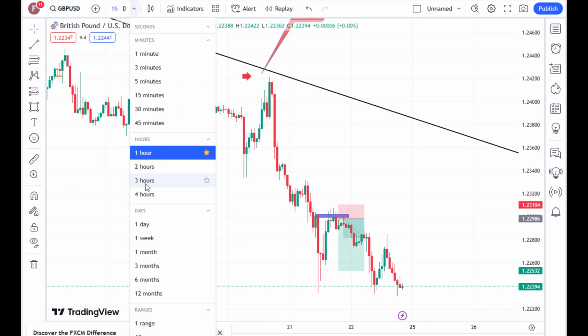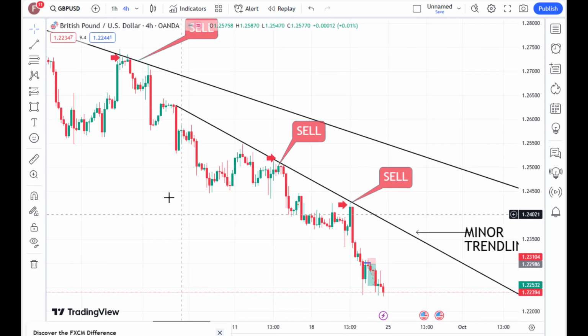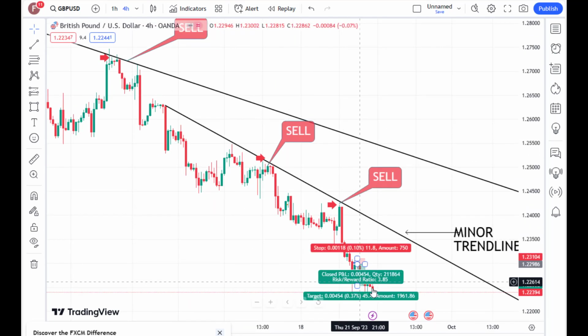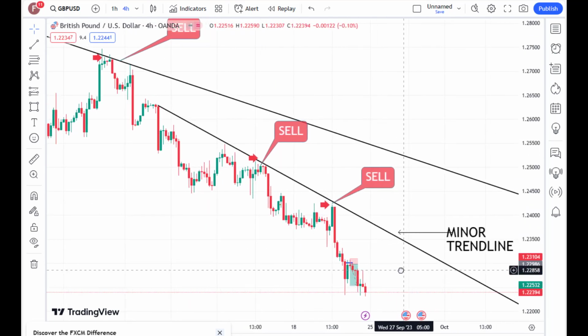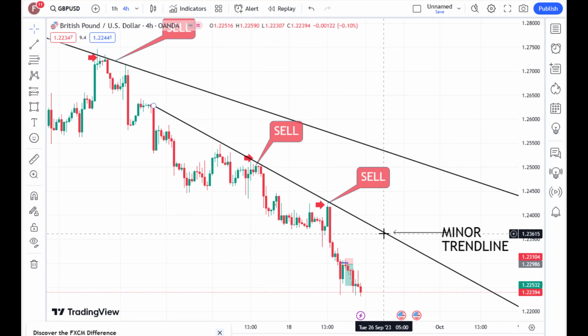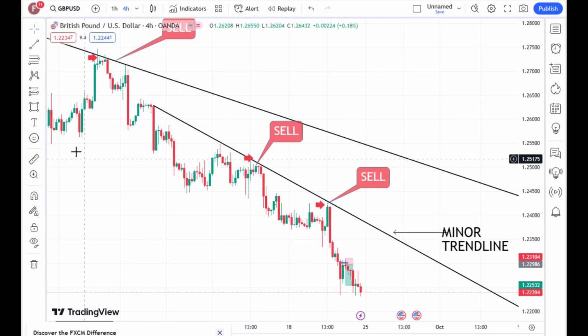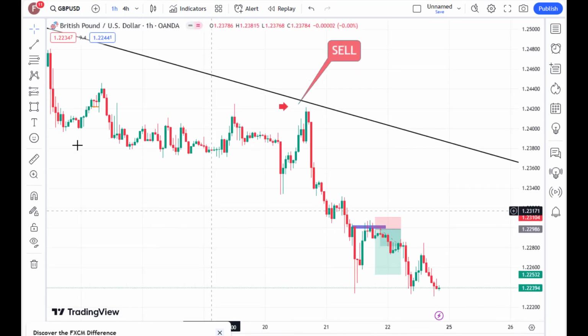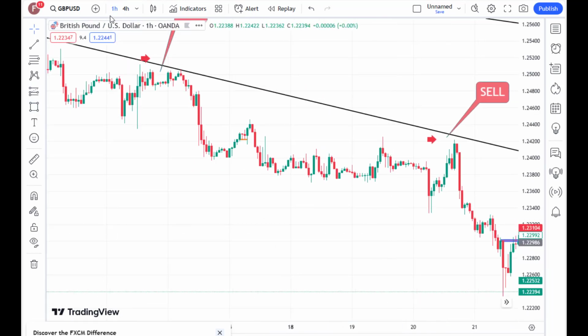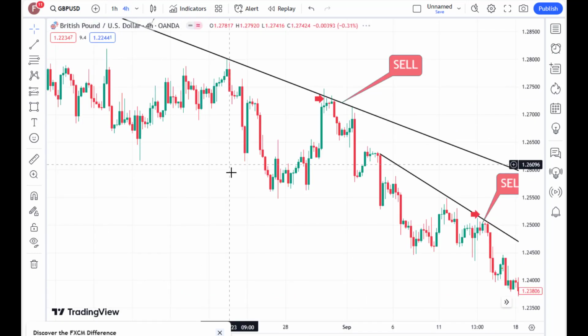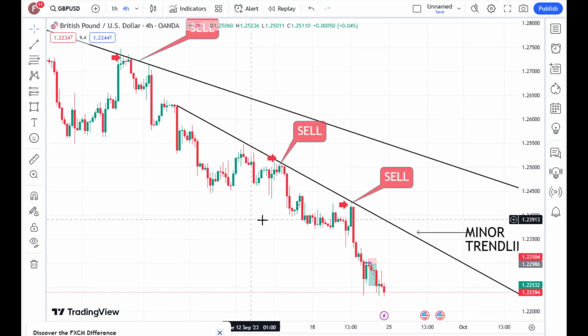We have GBPJPY, which is almost having the same pattern. We have rejection. Okay, now we have another possibility of price pulling back to this trend line here, or pulling back to that trend line up there, which you can see is almost correlating with the Euro US dollar. And in this situation, it is more clear because we have a structure breakout. We have a beautiful structure breakout here.